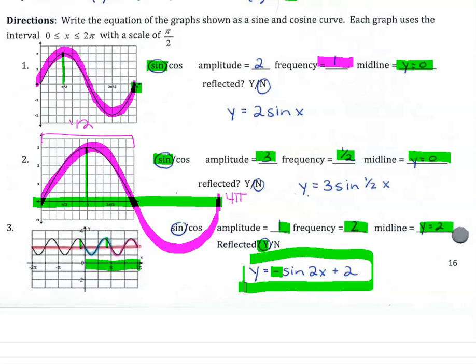So if you need a moment to fill in all these numbers because you haven't been able to keep up, you could take a moment now, or just keep in mind that this answer key is on Google Classroom.